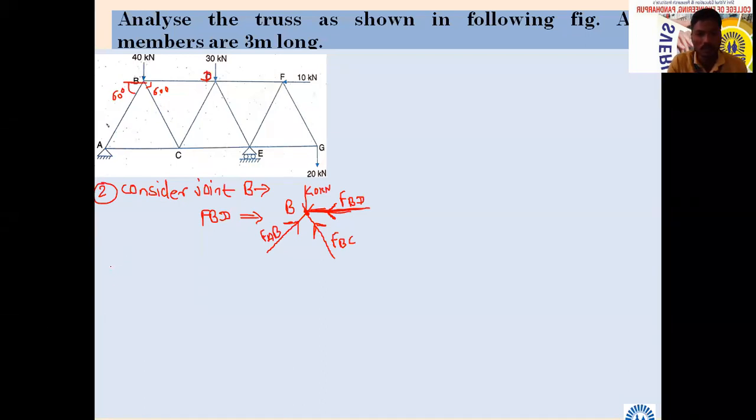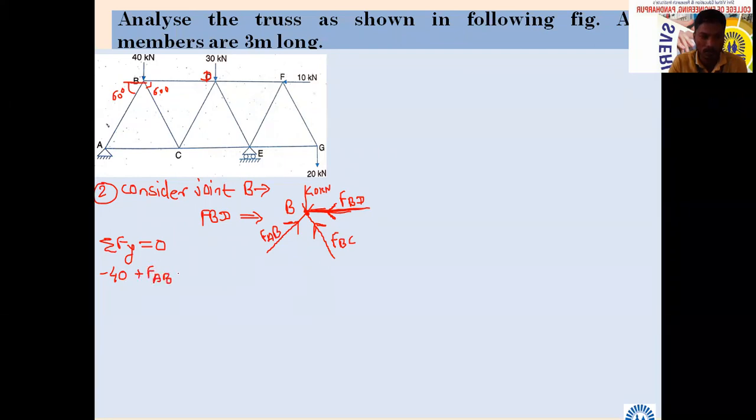Now let us see which equation I should apply first, so that at least I will get one value. Summation of Fy equal to 0. Who will tell the equation quickly? 40, it is minus, since it is going downward. Then FAB. What is the value of FAB? It is going towards plus. 36.76.